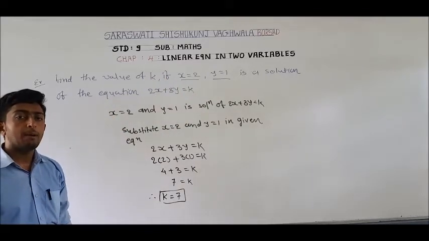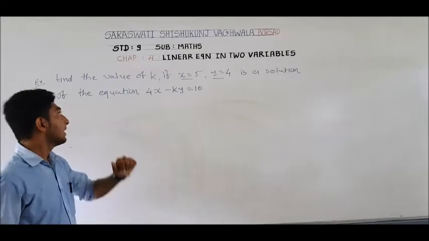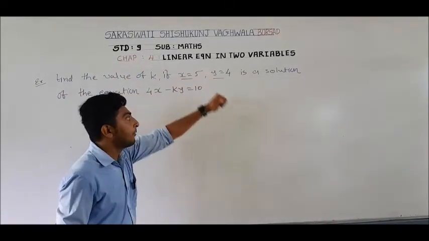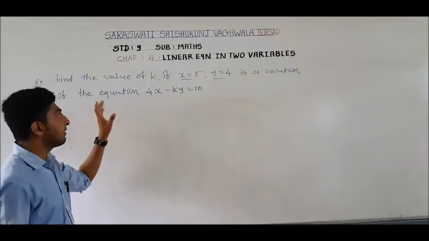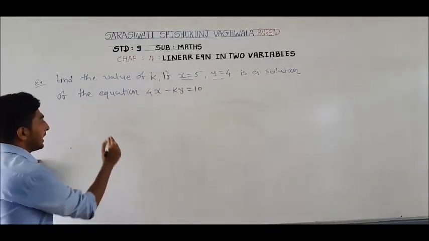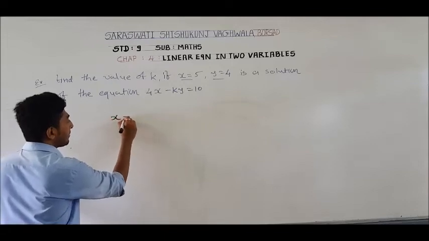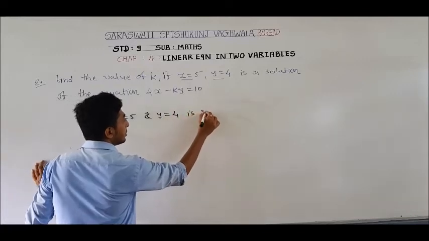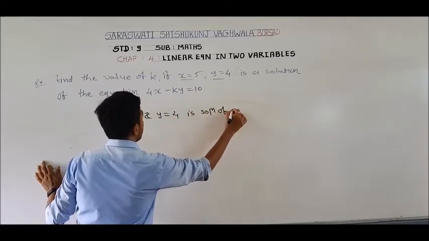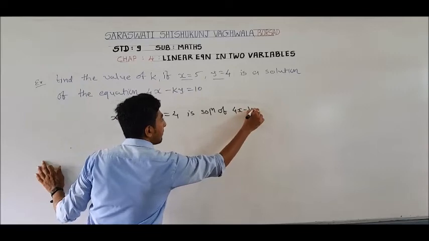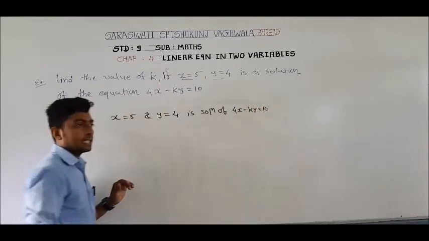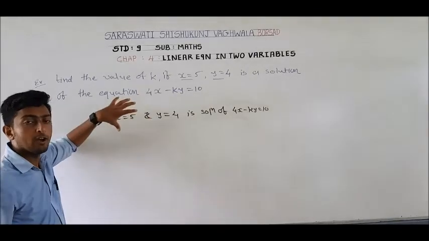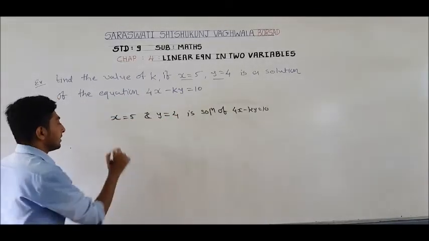Let us see this type of example. Let us see another example. Find the value of k if x equal to 5 and y equal to 4 is a solution of the equation 4x minus ky equal to 10. It is already given that x equal to 5 and y equal to 4 is a solution of 4x minus ky equal to 10. What is the next step? If we are given x equal to 5 and y equal to 4, you have to just substitute the value of x and y in the given equation.